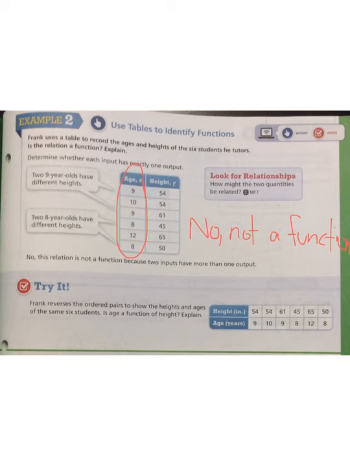Let's go ahead and we can see in the try it here. Remember, age is x, so we want to label, they kind of put the x below the y's here. I don't like the way they set this table up. Age is x. Look at your ages. Are all your x values different? It's a yes or no question. No, they are not. So no, not a function. Always looking at the x values.